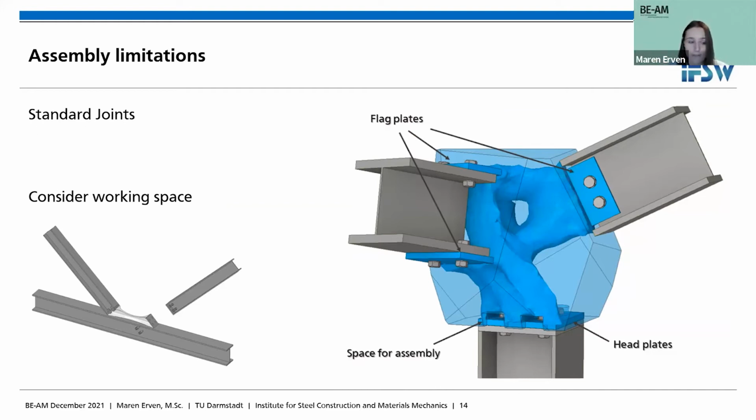But especially when we use connecting means like bolts, you can see it here, then we have to consider the assembly later on. So how will the bolts be tightened? We have to have enough working space for the joining of the different components.